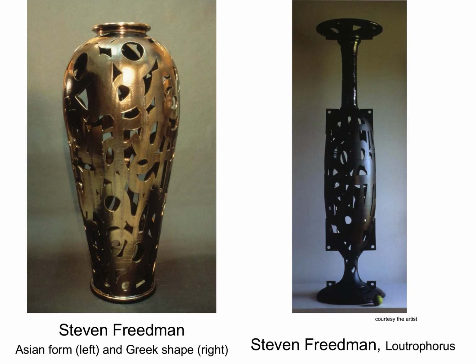Another example here by Stephen Friedman, on the left an Asian form, on the right a Greek shape. They have been deconstructed. They're now covered with signs and symbols and texts and languages to, again, connect with contemporary culture and society in ways that are meaningful.